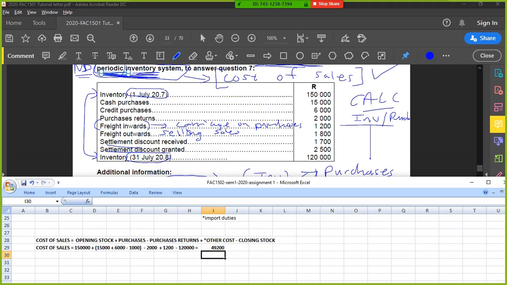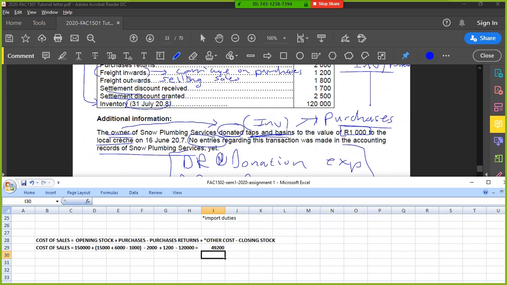Freight outwards, that's selling expenses. You don't include that. That's out. Settlement discount received affects creditors, discount granted debtors. Closing stock, 120. Nothing wrong with that. And then here, let's just read this part again. The owner of Snow donated taps and basins to the value.